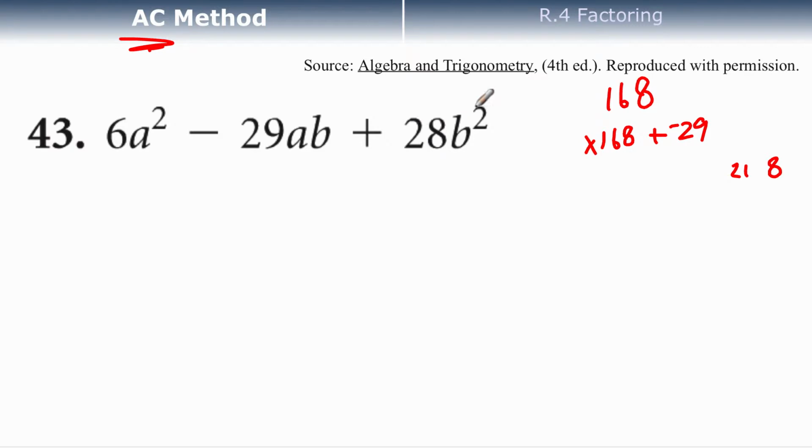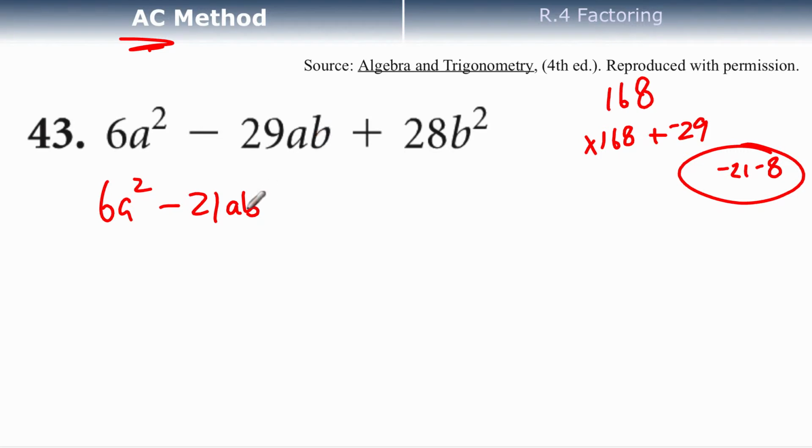Okay, so when you do that, I found that these two numbers work. Oh no, these two numbers actually aren't correct, because this times this gives me that, but when I add them, it doesn't give me a negative 29. So they both have to be negative. So this times this would be positive 168, this plus this would be negative 29. So then what I do is I replace this negative 29ab with this. So it'd be negative 21ab, and you just use whatever letters are with that, and a negative 8ab, plus 28b squared.